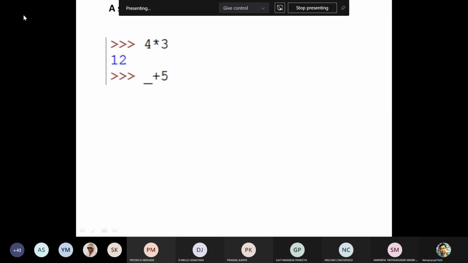Okay. So 4 into 3, answer is 12. Next line, if I type like this, what will be the answer? What will be the output?